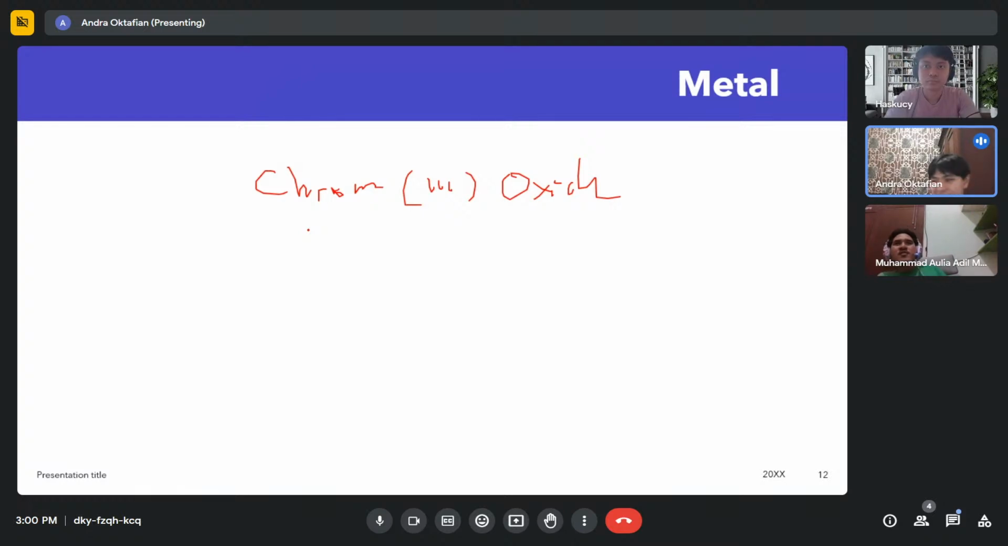It's simply because when you want to give the formula from this, just make it quick. So you see, Cr and the oxide. All right. So the three plus you can put on this.